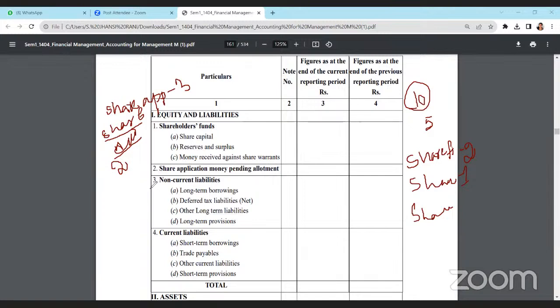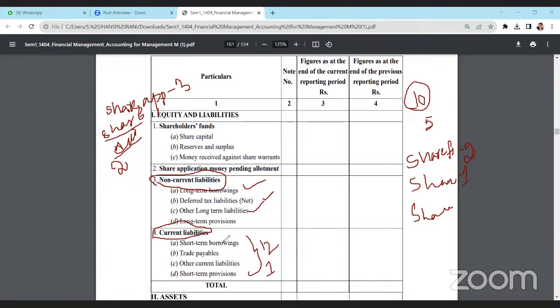Next, non-current liabilities. Current liabilities means any liability which is payable within a period of 12 months or 1 year, which can be easily paid within that period. Non-current liabilities means which are not payable within a period of 12 months or 1 year, like long-term borrowings, deferred tax liabilities. Other long-term liabilities may be bank loans, debentures, that all falls under this.